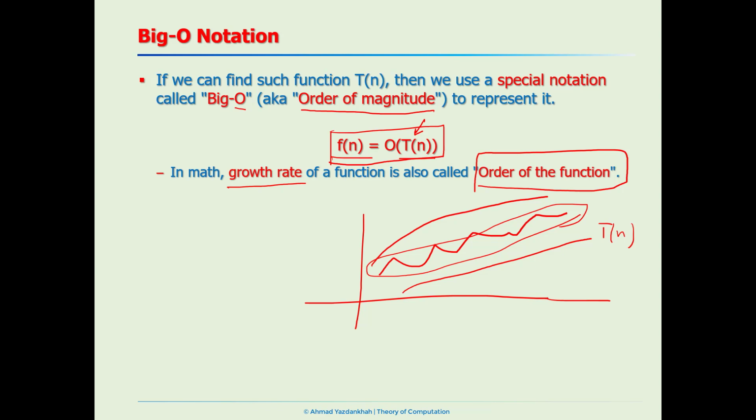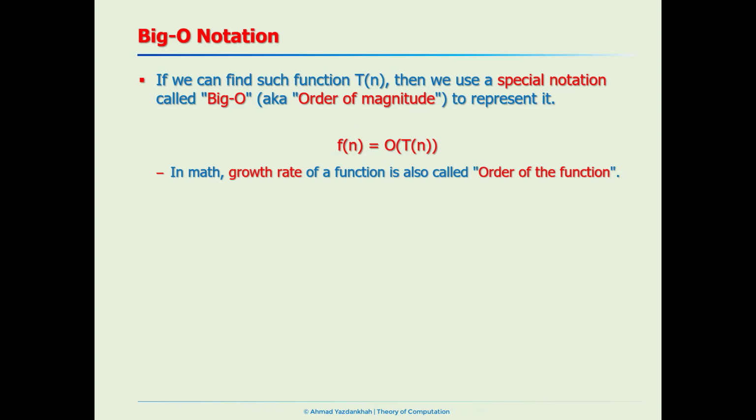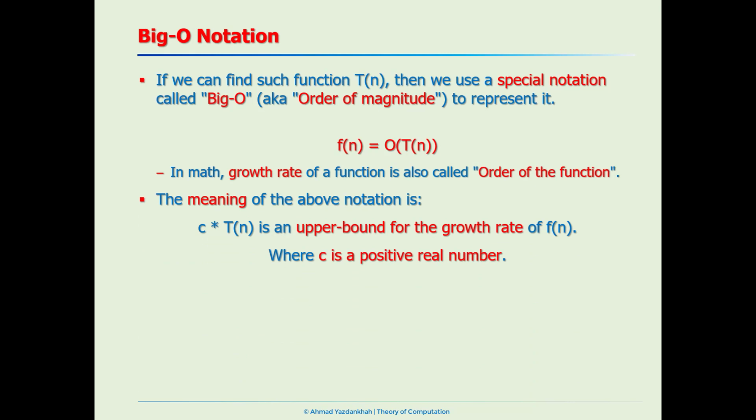So I would say that it does not need to be bigger than this. So if it is here, it is okay. So in other words, if we multiply this t of n by a constant c, the result of this multiplication will be a good upper bound for the growth rate of the f of n.